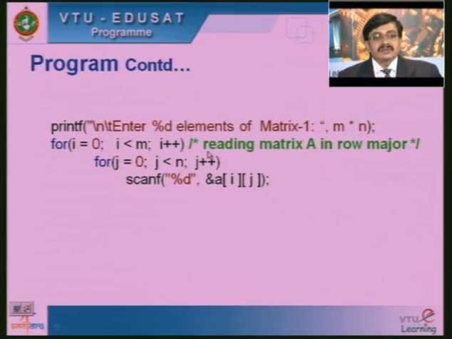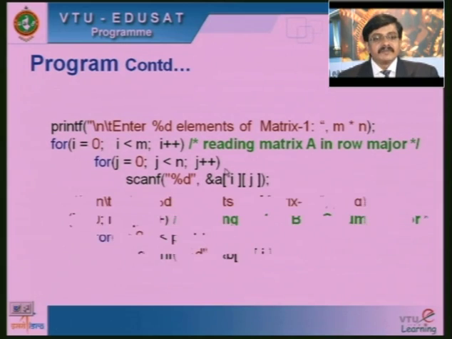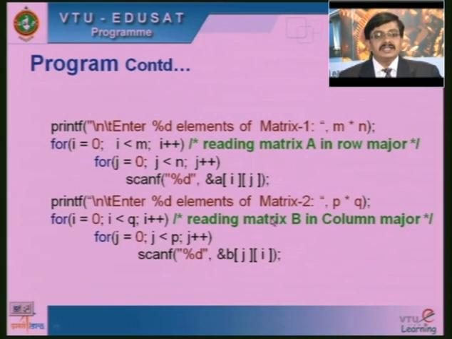As per the question we have to read the matrix A in row major, and after reading the elements of matrix A, you have to go for reading the elements of matrix B. But as per the question, we have to read the matrix B in column major. Since the order of the matrix is P cross Q, P into Q number of elements will be present in the matrix. So, before you read the elements, you display a message appropriately, stating: enter P into Q elements of matrix 2.